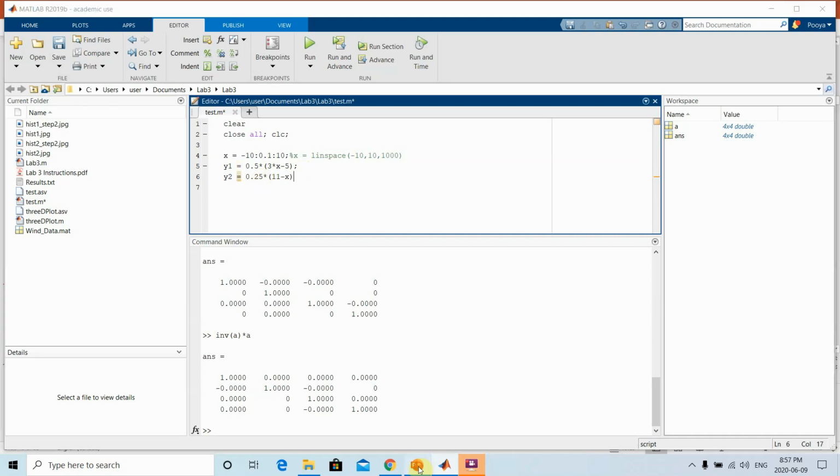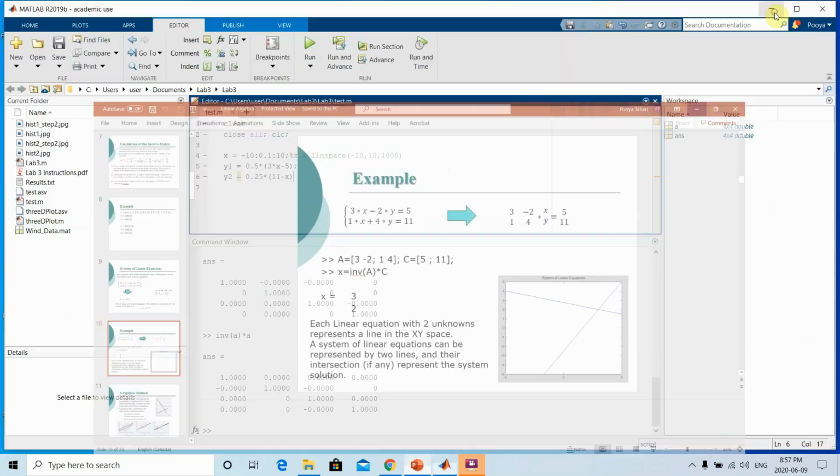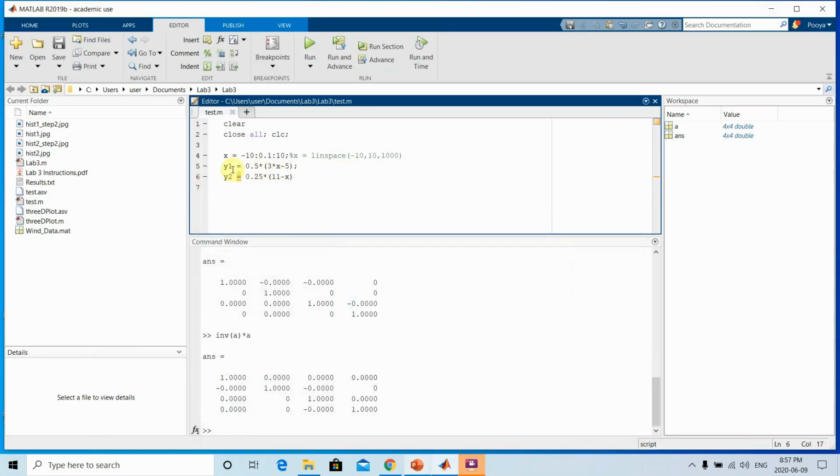Okay, so I'm just representing this one. Here y is going to be 3x minus 5 divided by 2, and in this one y is going to be 11 minus x divided by 4. So that's what I have here. I hope I'm right. Yes. Okay, let's put a semicolon so that this doesn't get echoed. Now I can just plot it.